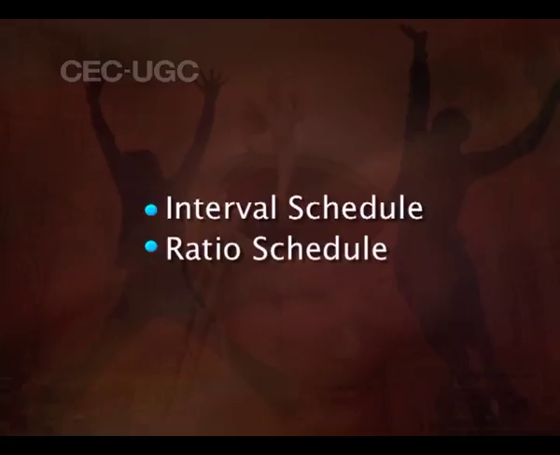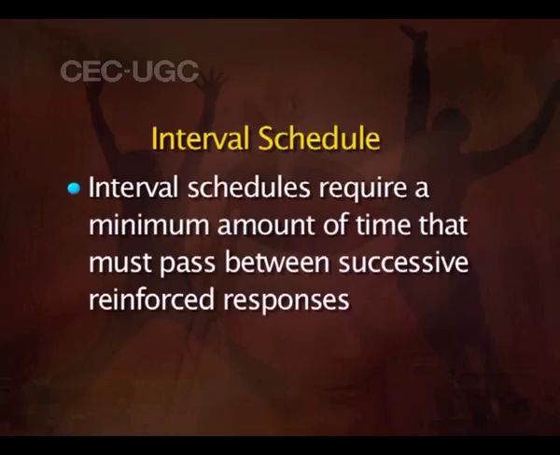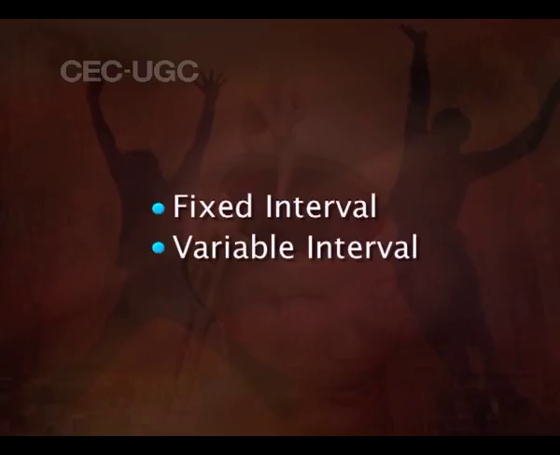And in continuous schedules there are 2 types. One is interval schedule and the other is ratio schedule. Interval schedules are time based, whereas ratio schedules are based on response. What is an interval schedule? Interval schedules require a minimum amount of time that must pass between successive reinforced responses. We'll look at interval schedules a bit deeply when I explain those types. Interval schedules are of 2 types, fixed interval and variable interval. Interval, as I said earlier, is purely based on time, and ratio is purely based on response.